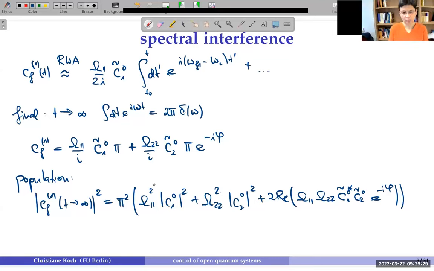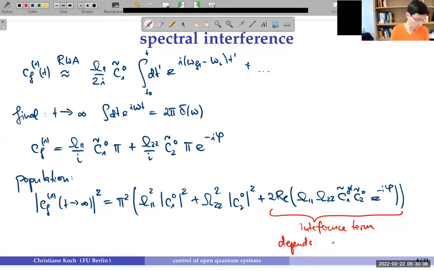So these squares depend on the initial superposition state and on the intensity of each of the fields, okay? But the interesting term is this one. That's what gives rise to interference. And the interference term depends on the intensity of the field, but more importantly, on the relative phase between the two lasers, the two excitation pathways, and the initial superposition. So let's first write this and then go back and look at what this means in more pictorial terms.